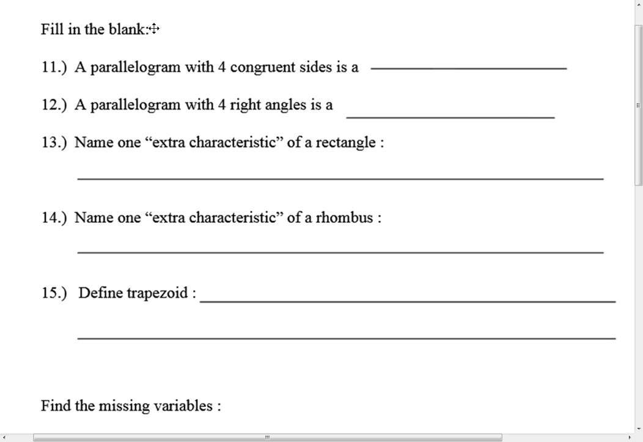When someone gives you a definition or characteristics or information, you can only make a decision based on that information. So when it says that a parallelogram has four congruent sides, that's all you know. So what's the most you can say about that parallelogram? John? It's a rhombus.